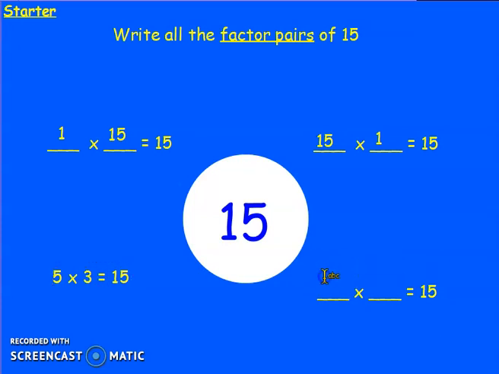And I can write that the other way. 3 times 5 equals 15. So 3 and 5 are factors of 15. Are there any other ways to make 15 using multiplication? No, 15 doesn't come in any of the other times tables. So the factors of 15 are 1, 3, 5 and 15. Do you think you could have a go at this yourself? I think you're ready.